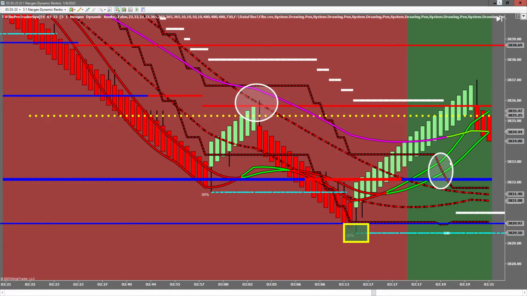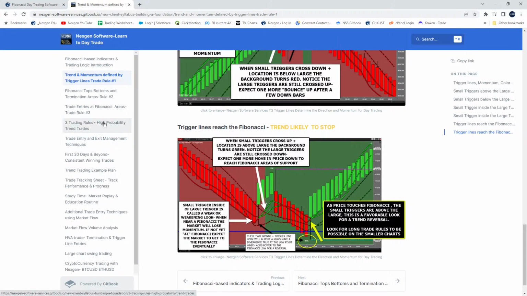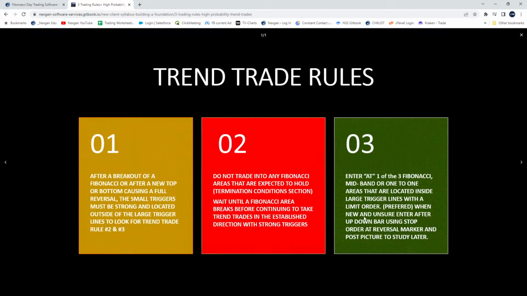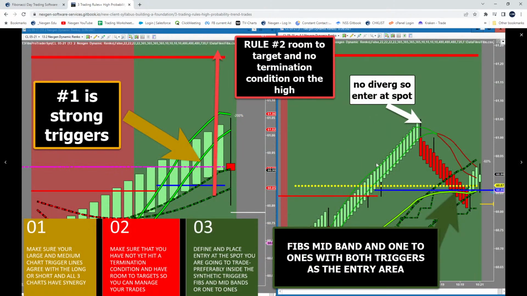But you're not going to be doing trend trade shorts. So think about the rules for a trend trade short real quick. I'm just going to go through it one more time because you can't ever go through rules enough times. The rule says enter at fibs, mid-bands, 1-to-1s that are located inside of the large triggers. Inside. So when you look at a picture, we're looking at our large triggers and we're saying what Fibonacci lines are inside the 55 exponential moving average, which is the mid-band, the fibs, the 1-to-1s, areas inside of the triggers.